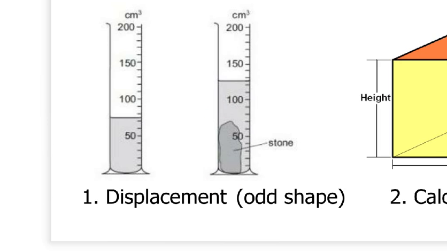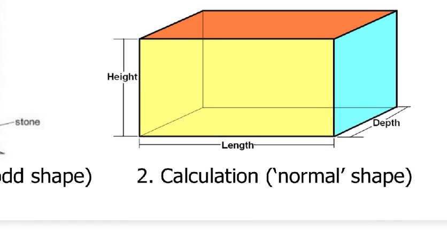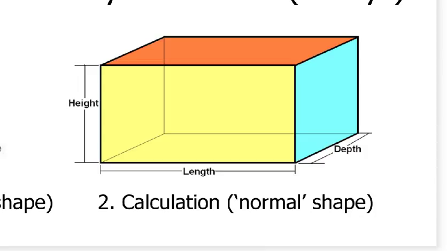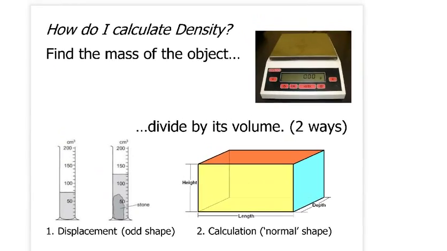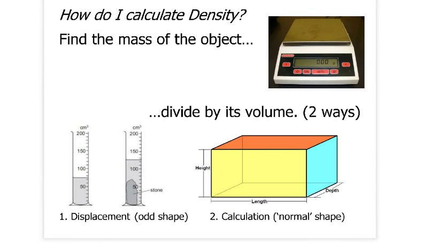The other way you can do this, if it's a very clearly defined shape, like a cube or a cylinder or a rectangular solid, such as what we have here, is to calculate the volume using your volume formulas from math. In this case, it would be height times length times width, depth in this case. Just multiply those three together and you get the volume. Once you have both mass and volume, you just divide mass by volume. That gives you the density.